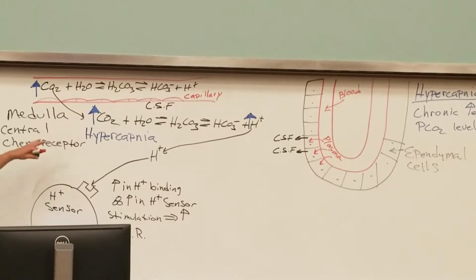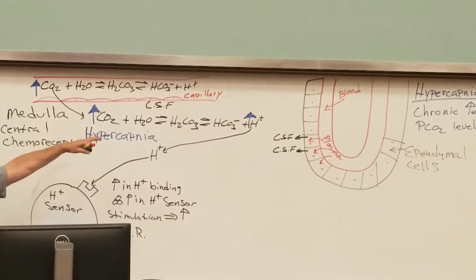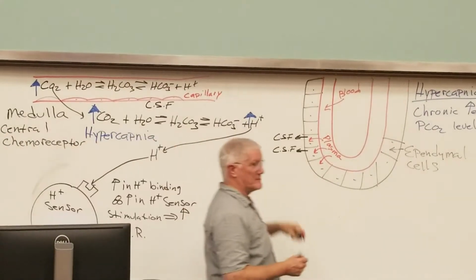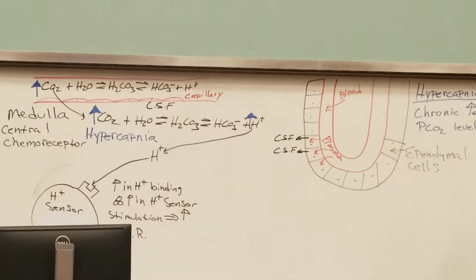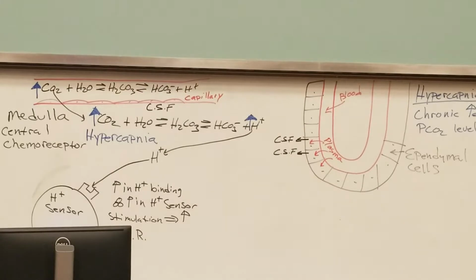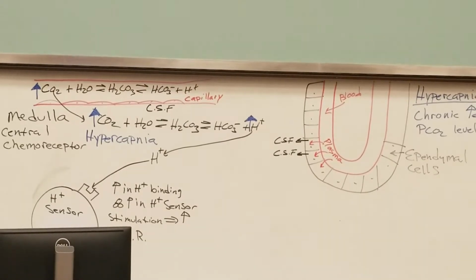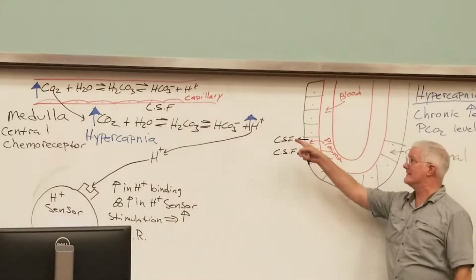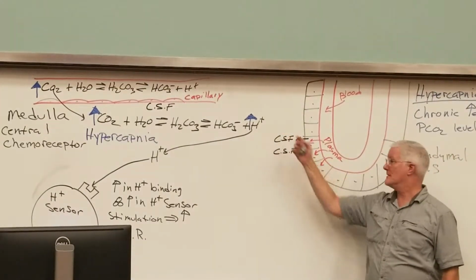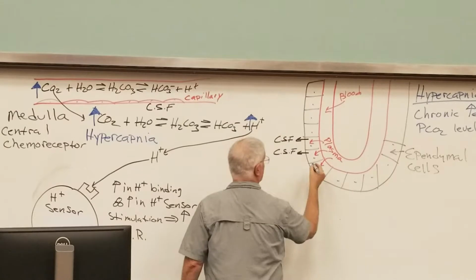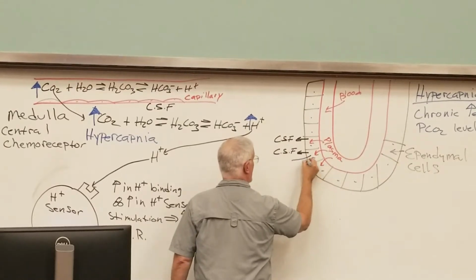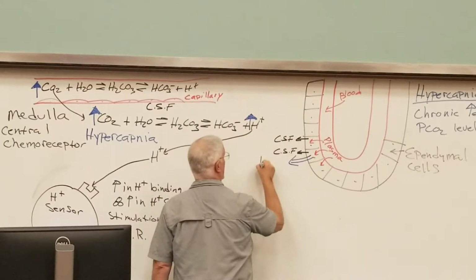So I need a way of buffering that increase in hydrogen ions. Well, we know ependymal cells make cerebrospinal fluid, that's their job. We know they're filtering plasma to do this. But they also have a secondary role, that if they are exposed to chronically elevated levels of hydrogen ions, they will, in response, start to generate bicarbonate ions.